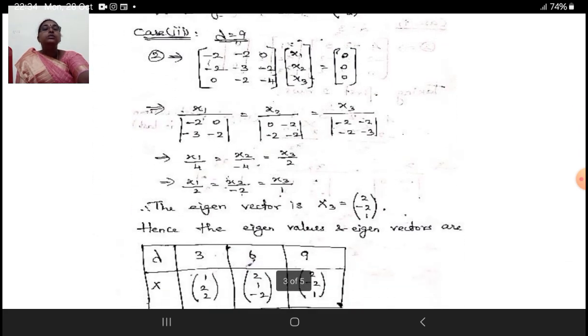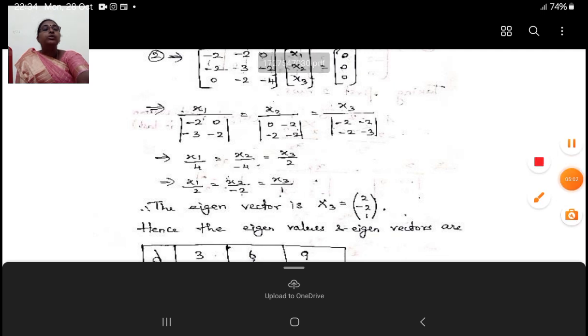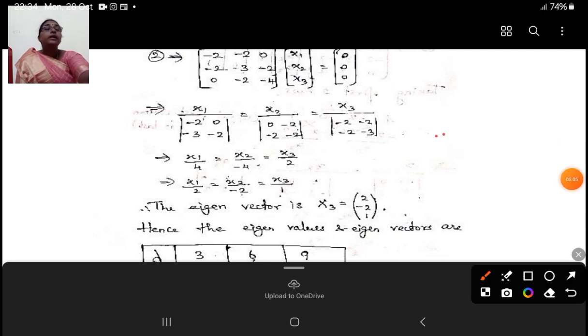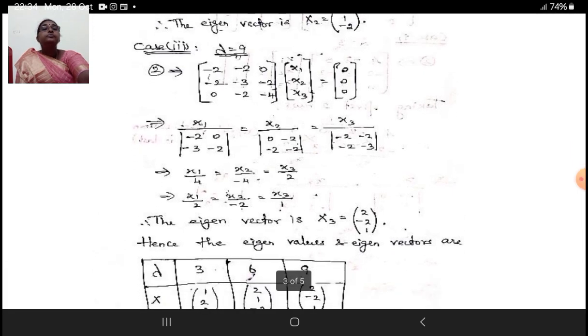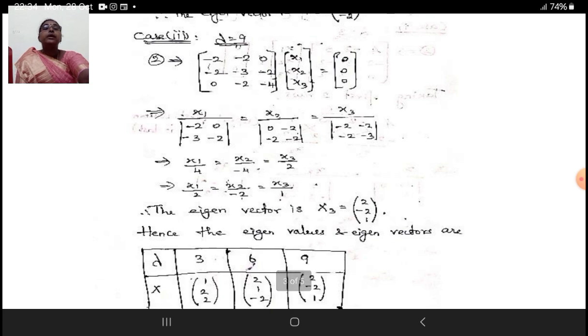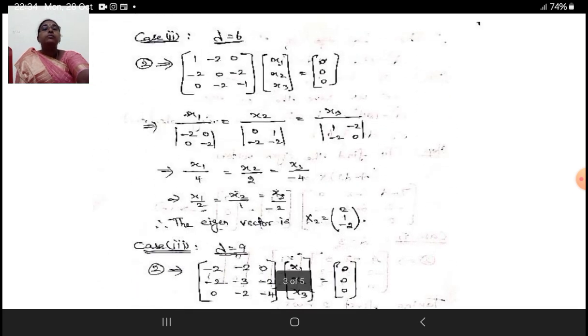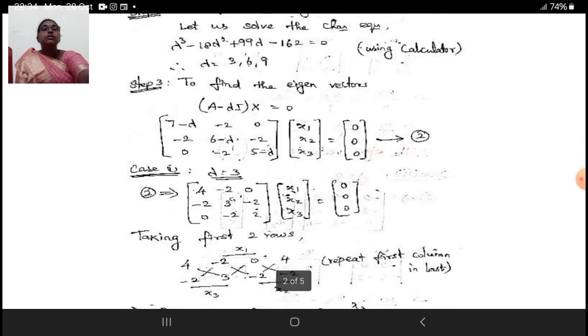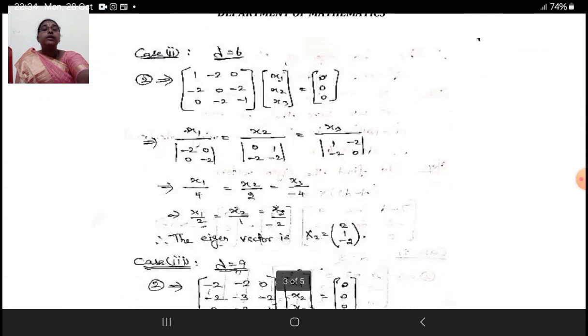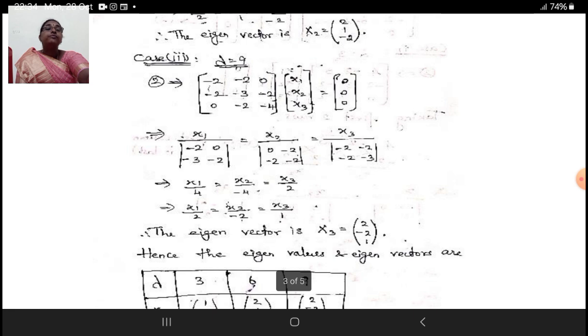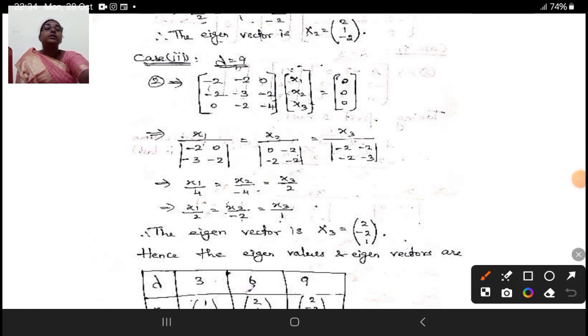Next I move on to the third eigenvalue, lambda equal to 9. So lambda equal to 9 means 7 minus lambda, 6 minus lambda, and 5 minus lambda. These three values we are replacing there. Each and every diagonal term the lambda value is changed, giving minus 2, minus 3, minus 4. The remaining values in the matrix have no change. After this I am choosing the first two equations.